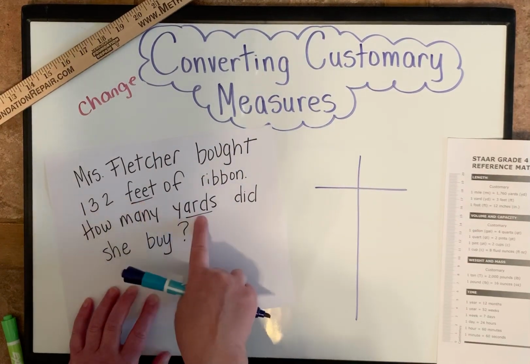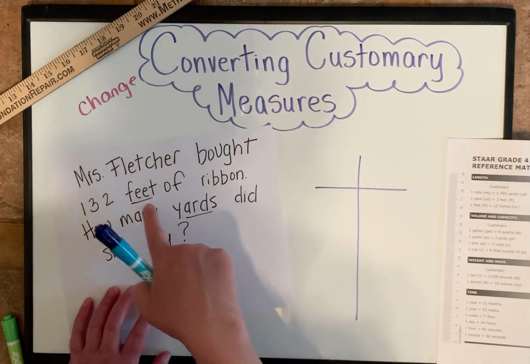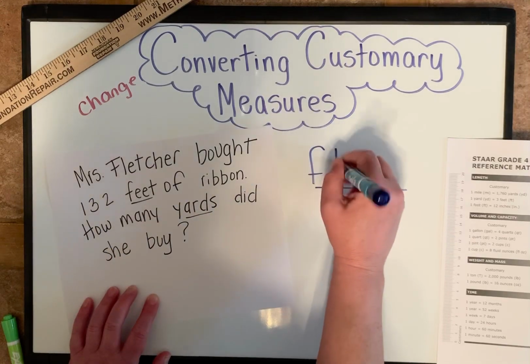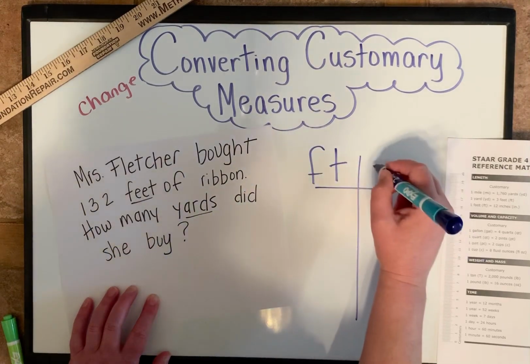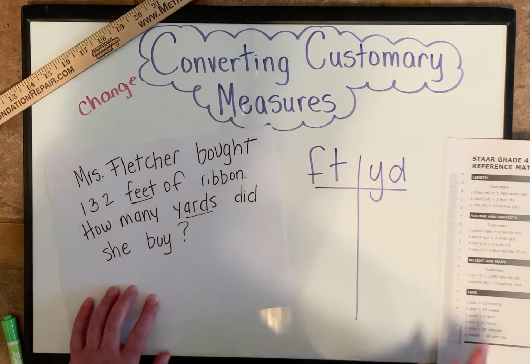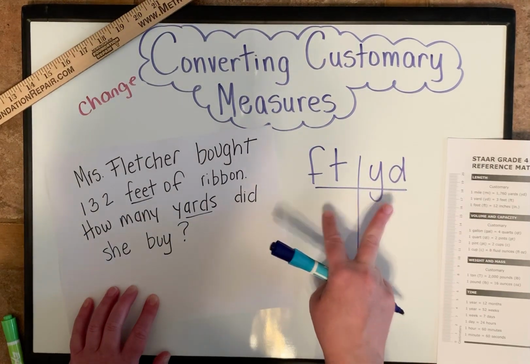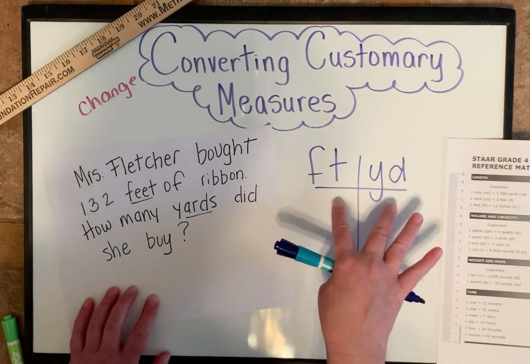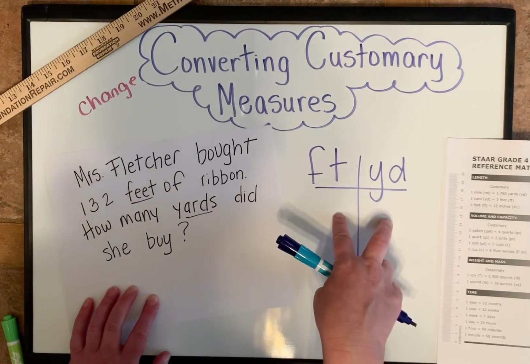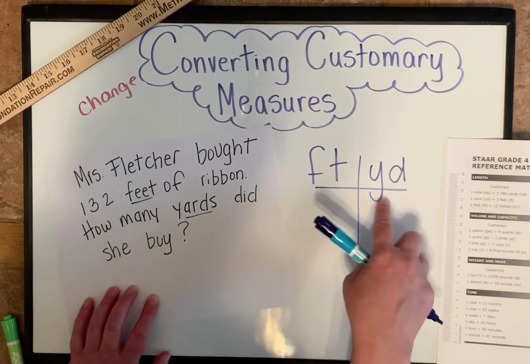I have feet and I have yards. So I'm going to start here with feet. I'm going to put my yards and the abbreviation in the other column. Now, before I begin, I need to find out my initial rule. What is the relationship between feet and yards?